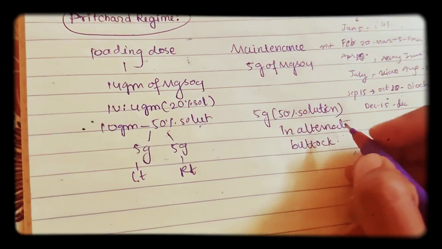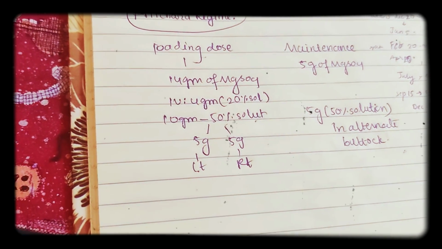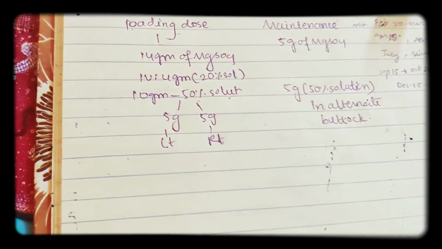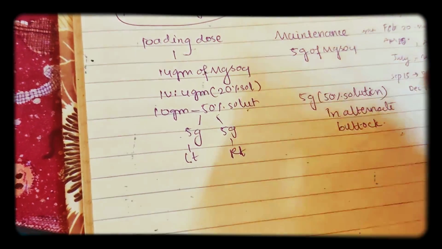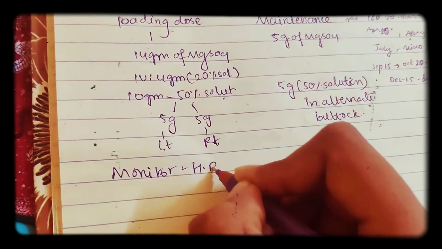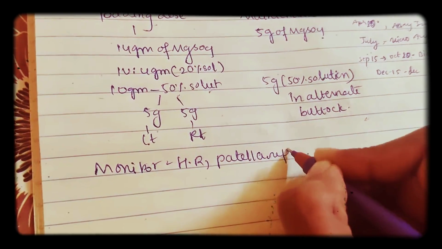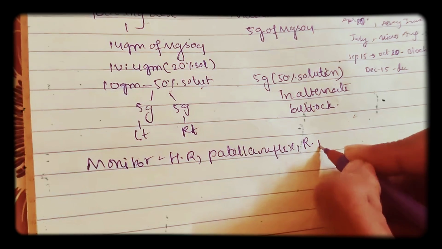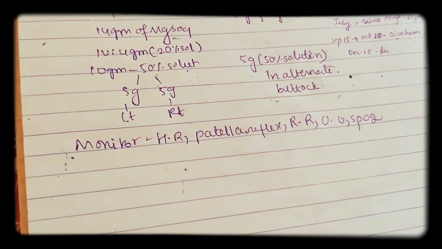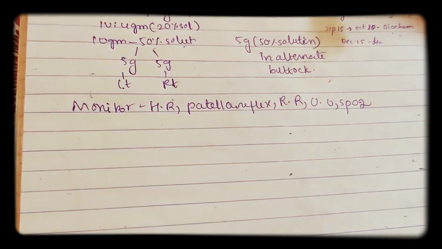Now let us discuss the IV dose, which can cause cardiac arrest, as it is a calcium channel blocker. So remember that the IV dose can cause cardiac arrest as it is a calcium channel blocker. So monitoring is very important. We need to monitor heart rate, patellar reflex, respiratory rate, urine output, and also SpO2. All this we need to monitor, because if you use this IV dose, it may lead to cardiac arrest.